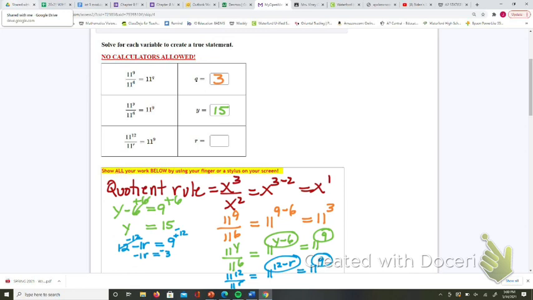Now, what's happening to the r? It's being multiplied by negative 1, so I have to do the inverse and divide by negative 1, and I get negative 1r divided by negative 1 is r, equals negative 3 divided by negative 1, which is 3. So r equals 3. Make sure you have all the work written down before you submit.